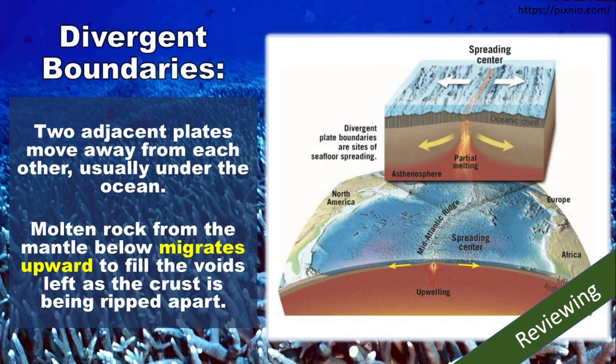But just to review, last time when we were talking about those divergent boundaries, most of them are under the ocean. They're places where 2 adjacent plates are moving away from each other, typically under the ocean. And magma underneath there just rises up to fill in the space in between. So as these plates are spreading out, we are getting more fresh magma welling up in between, creating new crust.